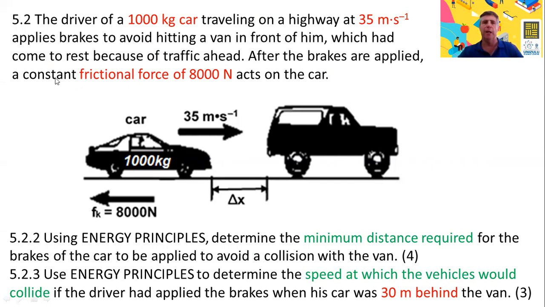After the brakes are applied, a constant frictional force of 8,000 newtons acts on the car. So that's the braking force. Now, there are two parts to this question. In the first part, 5.2.1, they want you to calculate the minimum distance required for this car to come to a complete stop without hitting the van. In the second part, they assume that the distance is not enough, the distance of 30 meters, and the car is going to hit the van. At what speed will it hit the van?